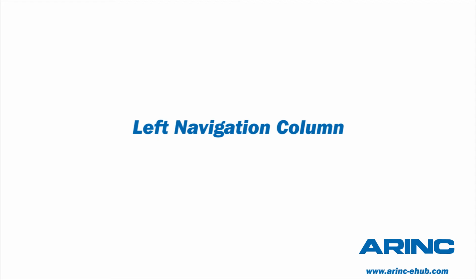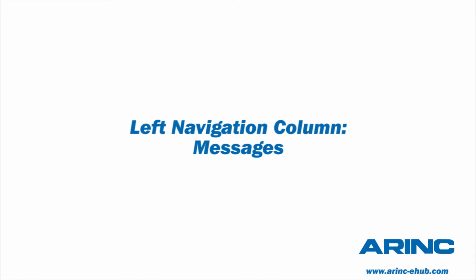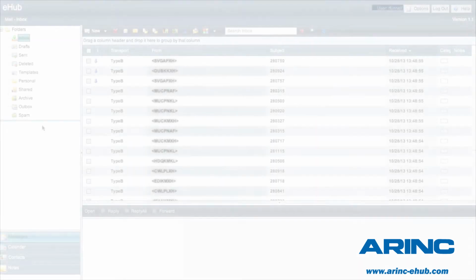Left navigation column. Now we switch our focus to the main section of eHub: Messages, Calendar, Contacts, and Notes. These tabs appear at the bottom of the left-hand navigation column and are predefined by your in-house eHub system administrator. Taking each in turn, let's start with Messages.